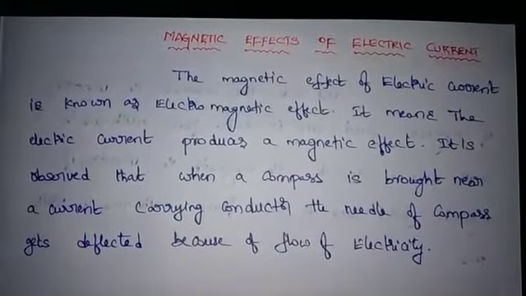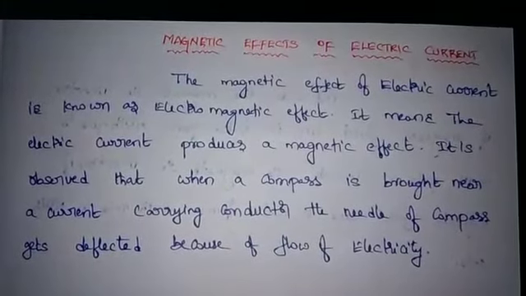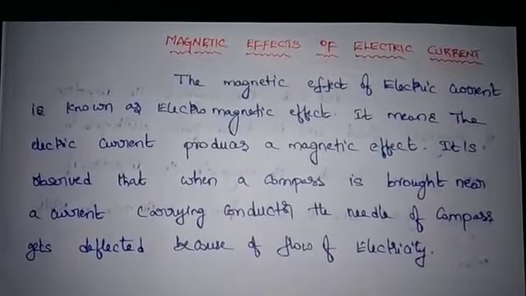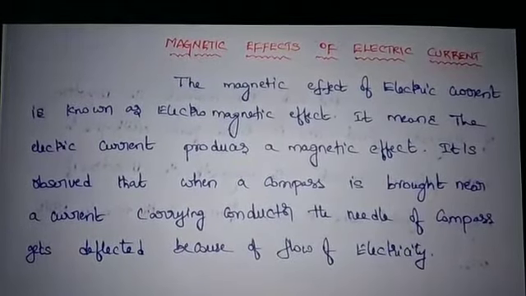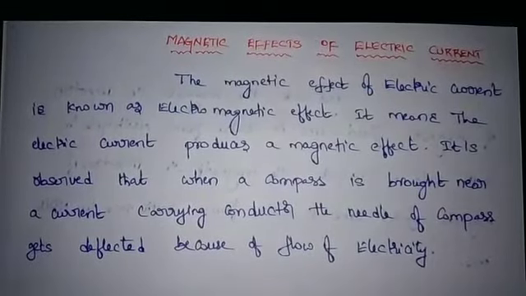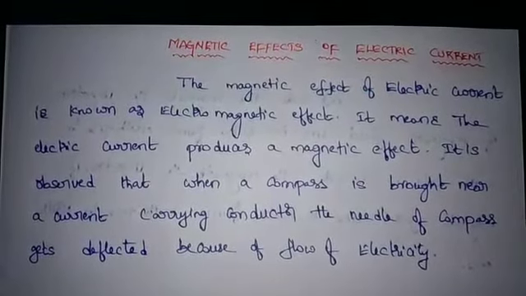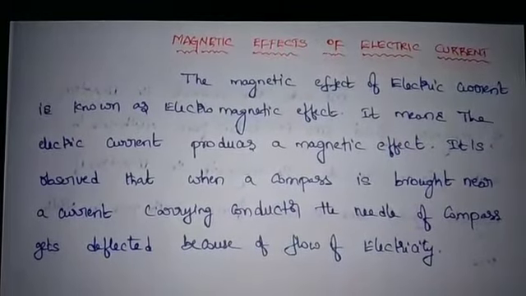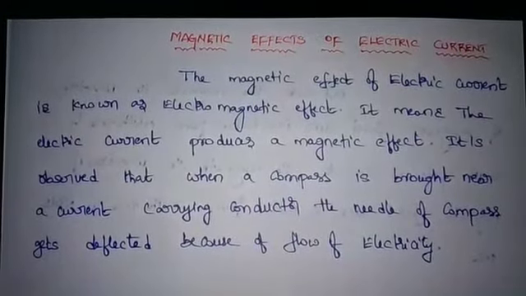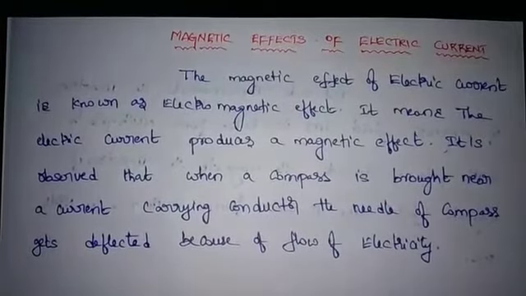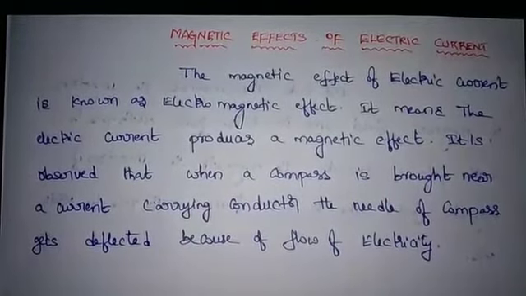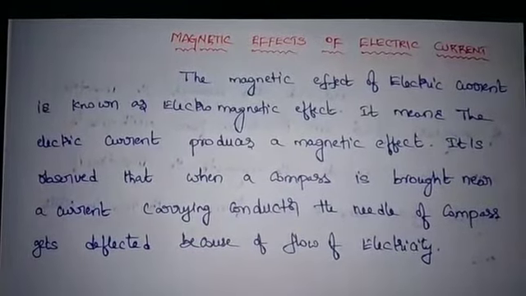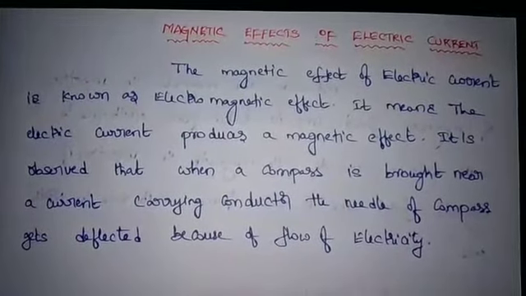It means the electric current produces a magnetic field. That means the electric current behaves like a magnetic field. It is observed that when a compass is brought near a current carrying conductor, the needle of the compass gets deflected because of the flow of electricity. So it is called the magnetic effects of electric current.